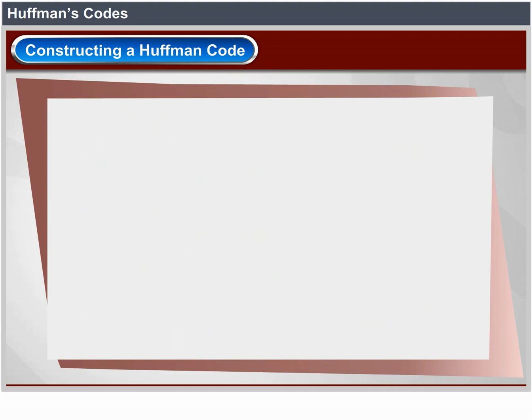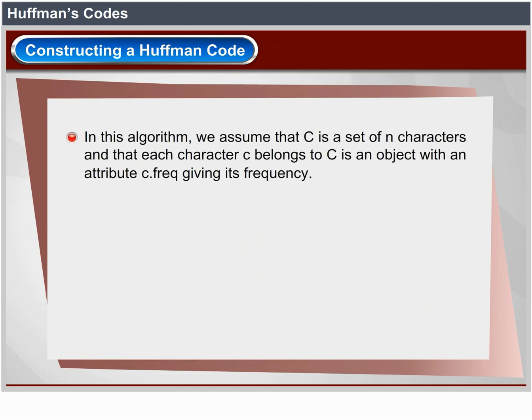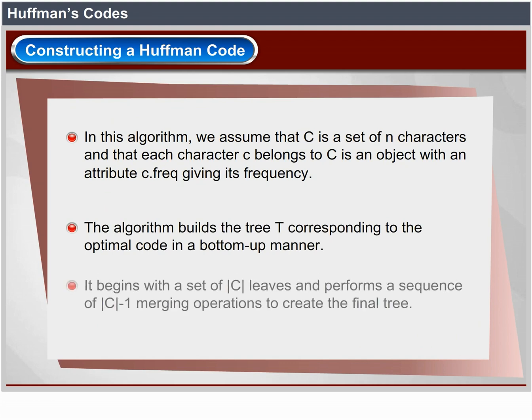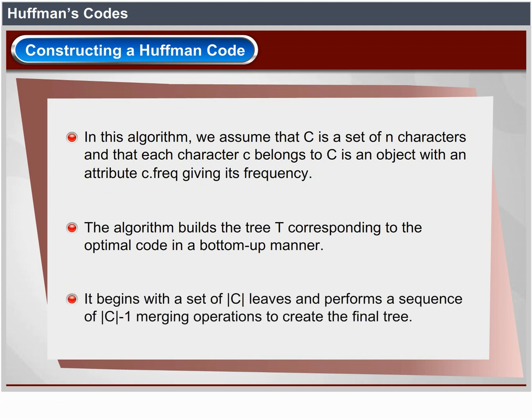In this algorithm, we assume that C is a set of n characters and that each character c belongs to capital C is an object with an attribute c.frequency giving its frequency. The algorithm builds the tree T corresponding to the optimal code in a bottom-up manner. It begins with a set of |C| leaves and performs a sequence of |C| minus 1 merging operations to create the final tree.